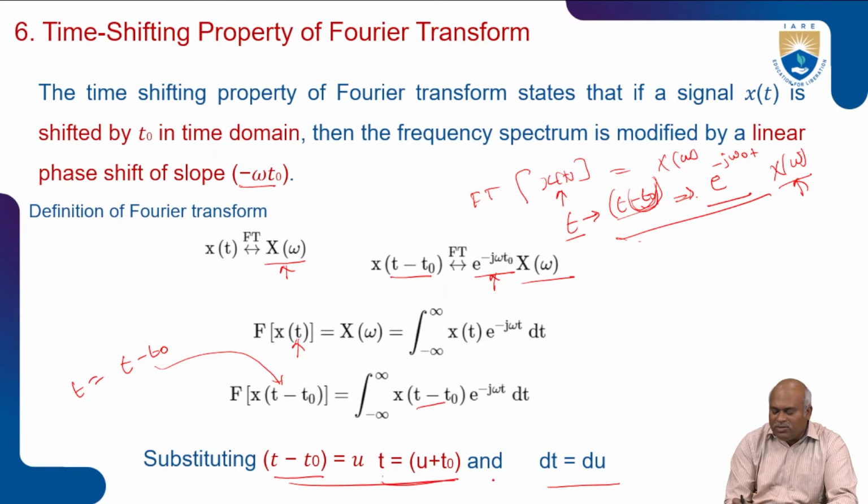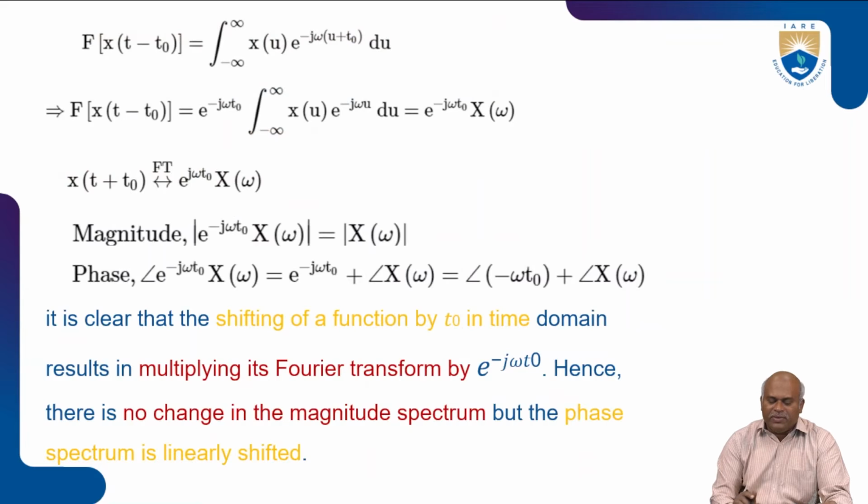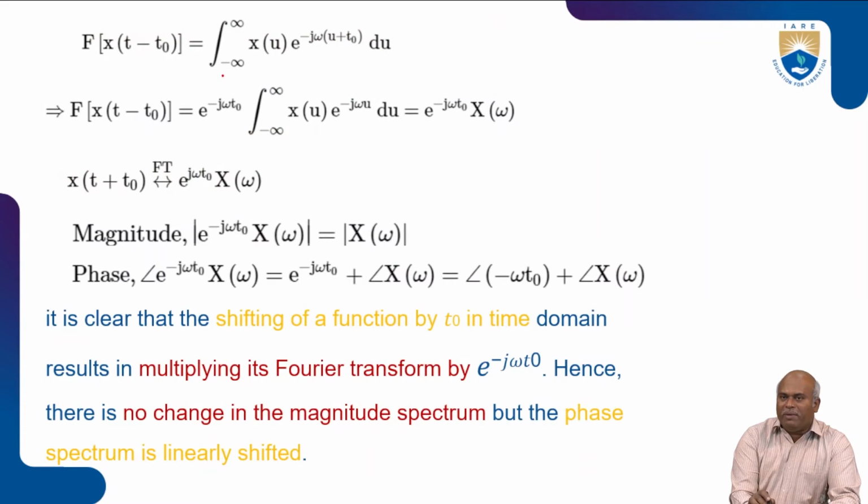Now we substitute these values into the equation. What are the values? t minus t0 equal to u, t equal to u plus t0, dt equal to du. After substituting, what happens on the right side of the equation? The integration from minus infinity to plus infinity of x of u e power minus j omega, here t is u plus t0, and dt becomes du. Now we need to simplify this equation.